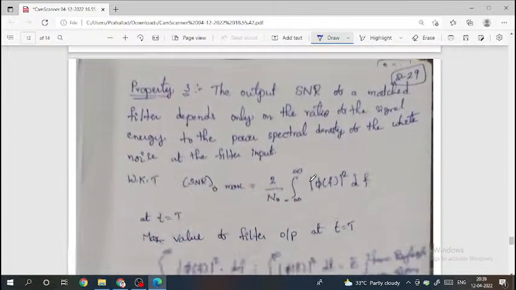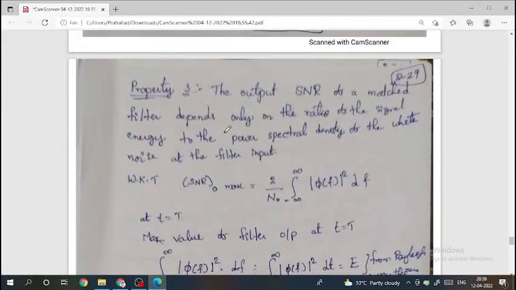Next, property 3. The output signal to noise ratio of a matched filter depends only on the ratio of the signal energy to the power spectral density of the white noise at the filter output. So signal energy divided by the power spectral density of white noise.